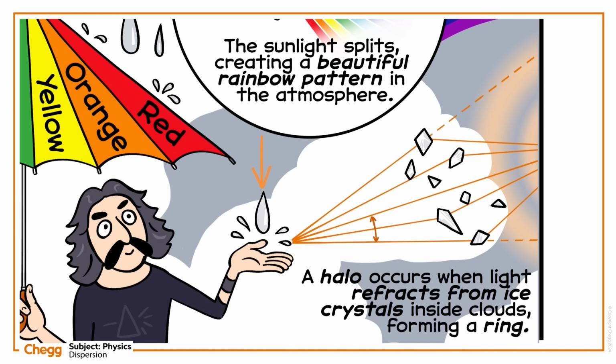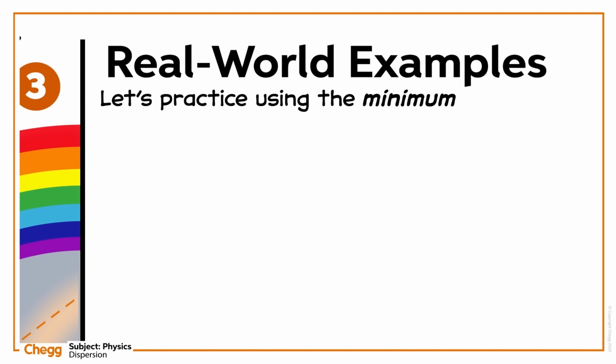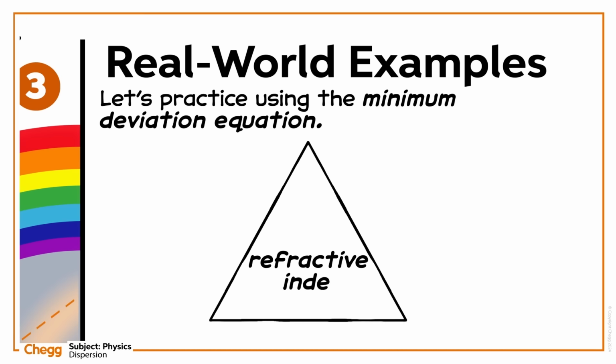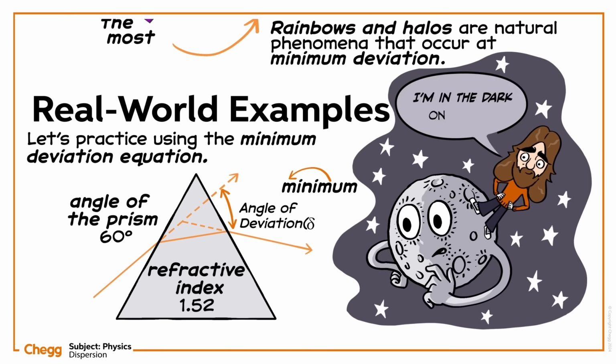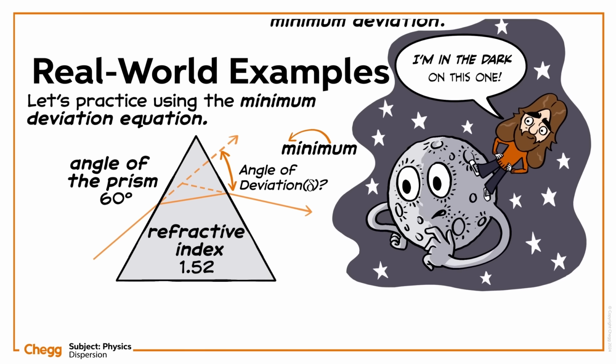You might think that white light has a single wavelength, like other colours of light, but prisms make it clear that white light is in fact made up of a mix of all colours of visible light, each with a different wavelength. Let's practice using the minimum deviation equation. A glass prism has a refractive index of 1.52. The angle of the prism is 60 degrees. What's the angle of minimum deviation when red light passes through it?